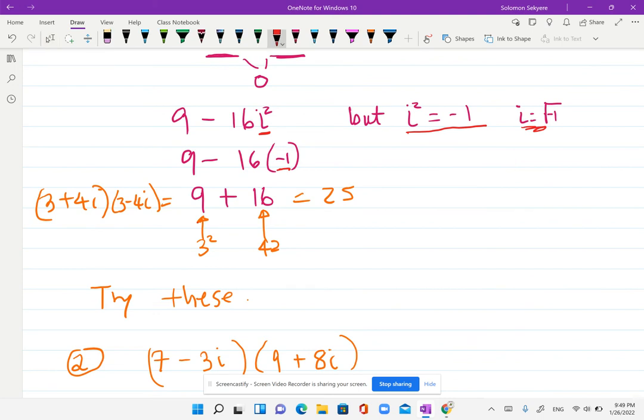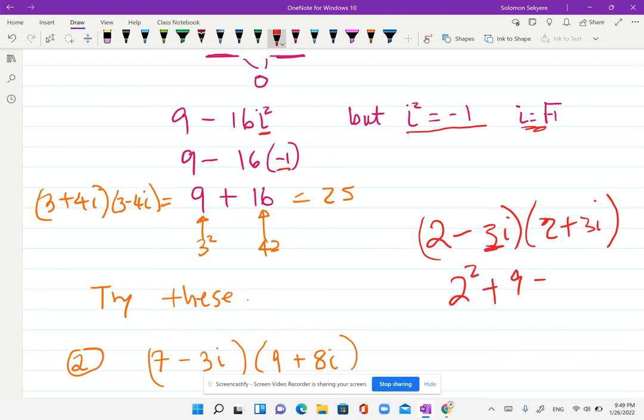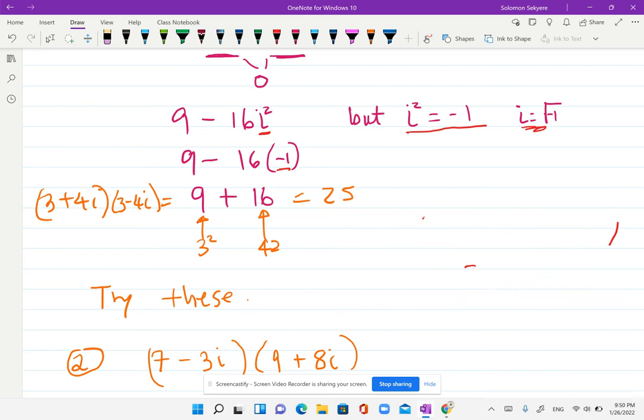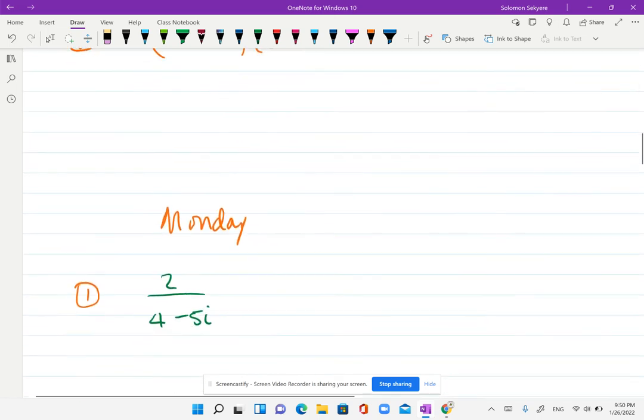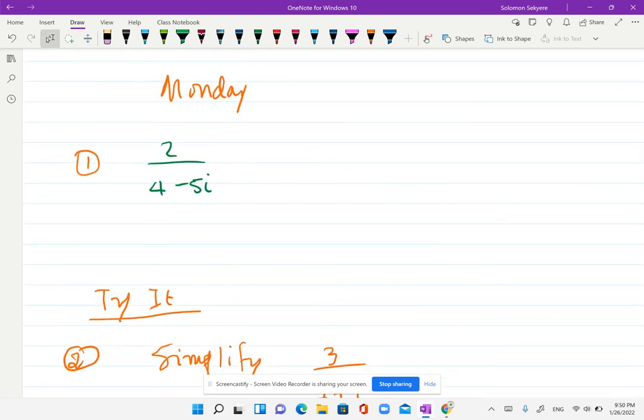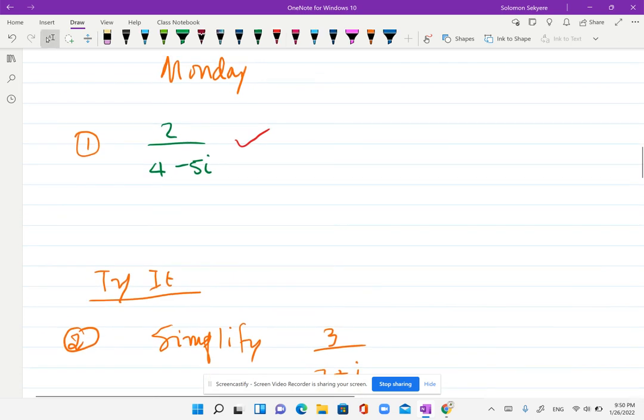So remember, if I have conjugates, 2 minus 3i times 2 plus 3i, you're always going to end up with the square of this plus the square of that, which is what? 13. Okay, so that's the conjugate. Let's try and apply the conjugate. If I give you this here and I say simplify, how do we do that?